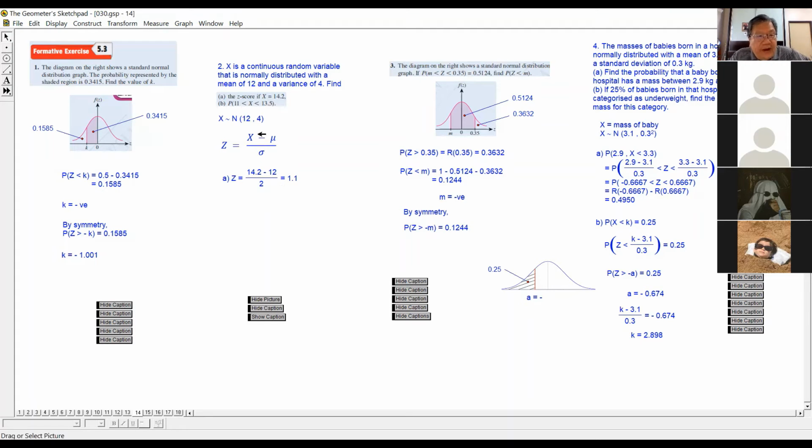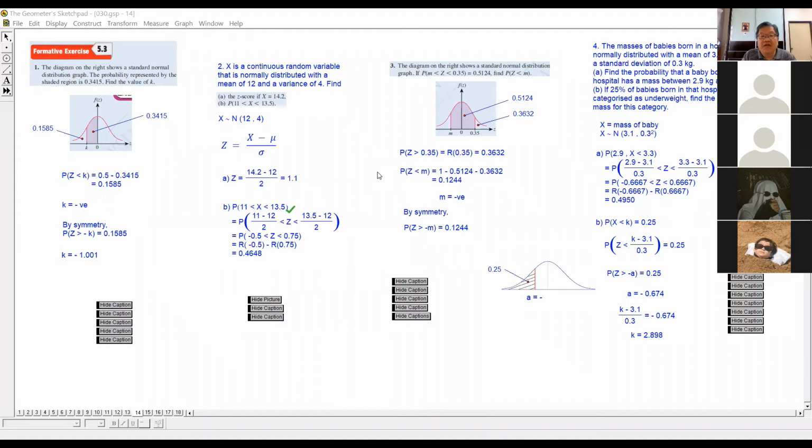Next, we are going to find the probability. To find the probability, you have to change the x to z score. So we want to find the probability of x between 11 and 13.5.